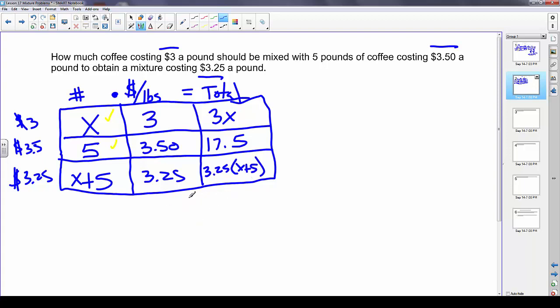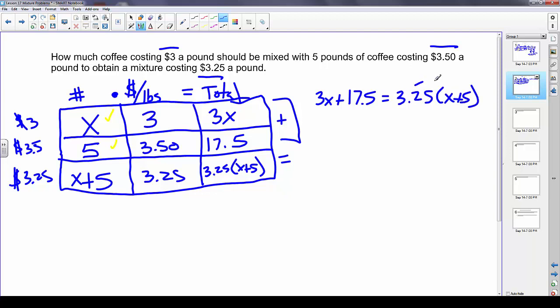Now, when I write my equation, notice I added these two quantities here to create this new quantity here. So when I solve, I have 3x plus 17.5 is equal to this new quantity, 3.25 times x plus 5. First thing I'm going to have to do is probably distribute this. So I'm going to need to know what 3.25 times 5 is equal to.